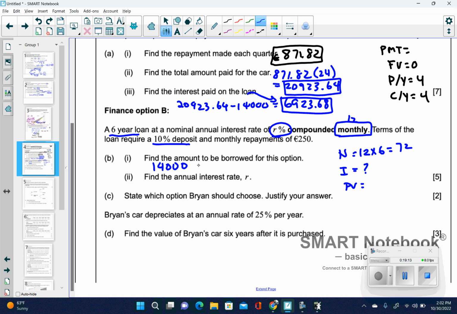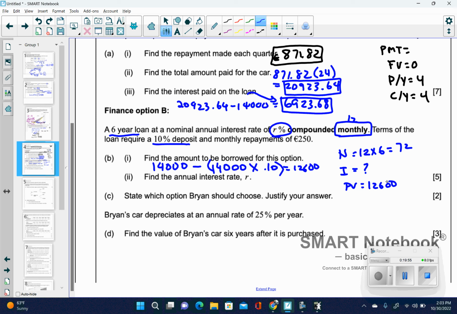Okay, so what we're going to do is we're looking to see how much is going to be borrowed, right? So he's already paid this 10% deposit. So from the cost of the car, we're going to take 10% of that amount and subtract it from there. So we're going to do 14,000 times 10%. And then that's going to give us the amount that he is borrowing. So if you plug that into the calculator, you're going to get 12,600. So our present value is going to be 12,600. But we'll go ahead and do this in order.